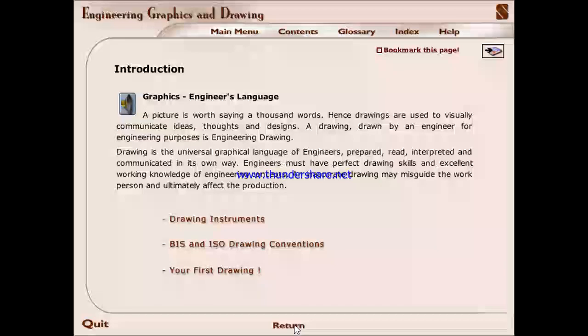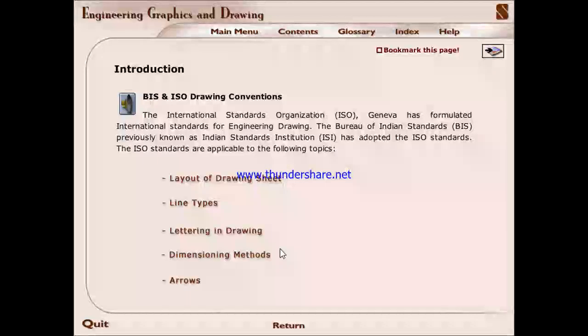Now we have learned a little about drawing instruments, and now we will look at some conventions used in engineering drawing, called BIS and ISO drawing conventions. These cover the layout of the drawing sheet, line types, lettering in the drawing, dimensioning methods and arrows.